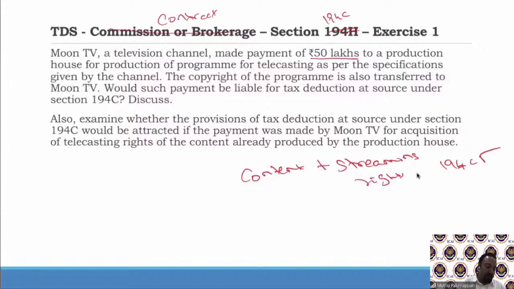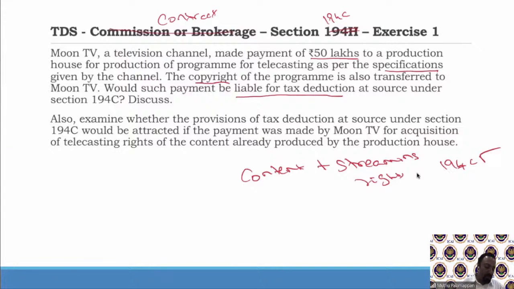Here it says a television channel made payment of 50 lakhs to a production house for producing a program for telecasting as per the specification given by the channel, which means the content is provided by the channel. The copyright of the program is also transferred to Moon TV, which means the streaming rights. When I say streaming right, I literally mean the word copyright. So they've given the rights, transferred to Moon TV, and whatever is paid will be liable for tax deduction under section 194C.